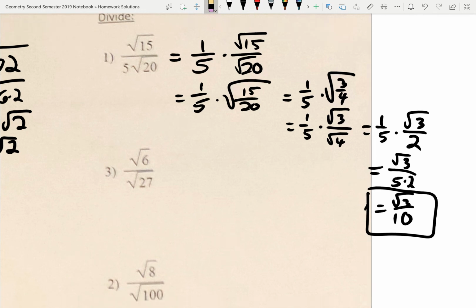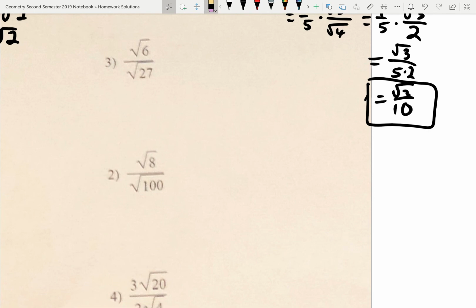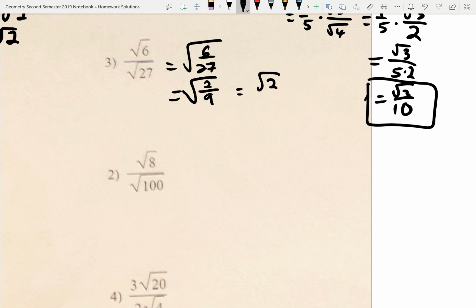Okay, what about number 3? Root 6 over root 27. Well, that's going to be equal to the square root of 6 over 27. That simplifies down to 2 over 9, because we can divide the top and the bottom by 3. And that's root 2 over root 9, which is root 2 over 3.